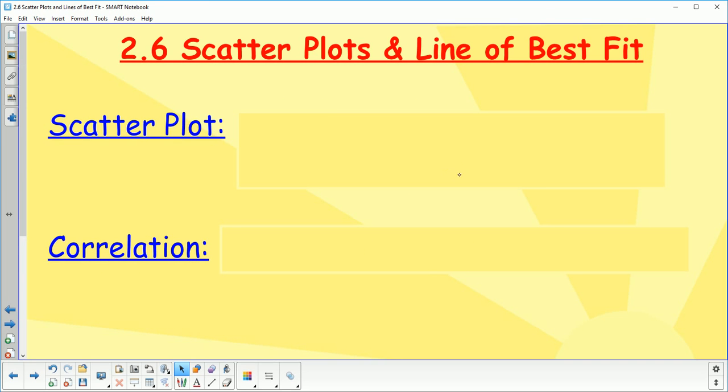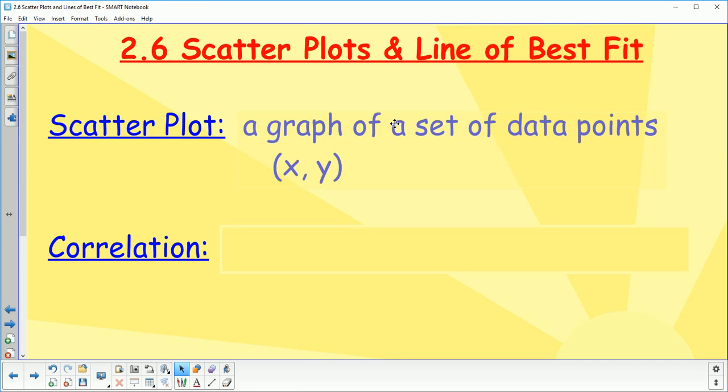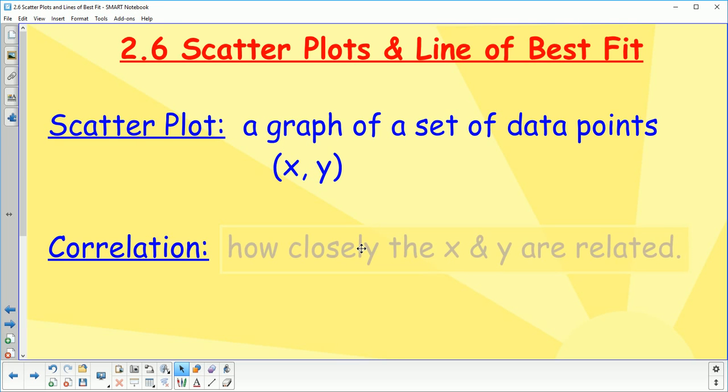So first piece, a scatter plot, like we said, is a graph of a set of data points. We're just going to have an x and a y variable, just a series of points. It could be 3, 4, 5, it could be 36. And then we're going to have correlation, and I mentioned correlation coefficient. That just determines how closely the x and y are related, and more importantly, how closely one data point is related to another data point.